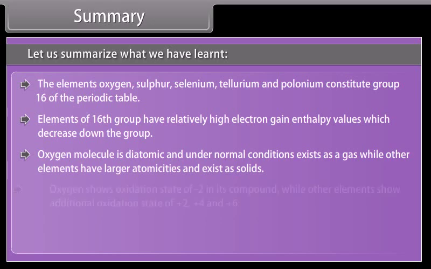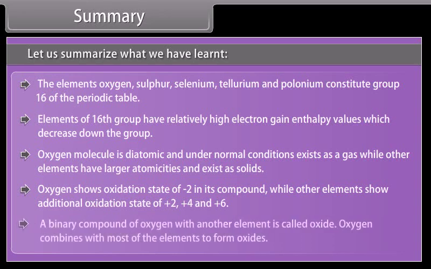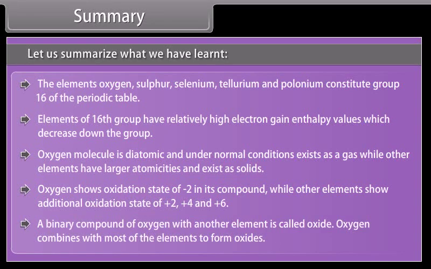Oxygen shows an oxidation state of -2 in its compounds, while other elements show additional oxidation states of +2, +4, and +6. A binary compound of oxygen with another element is called an oxide. Oxygen combines with most of the elements to form oxides.